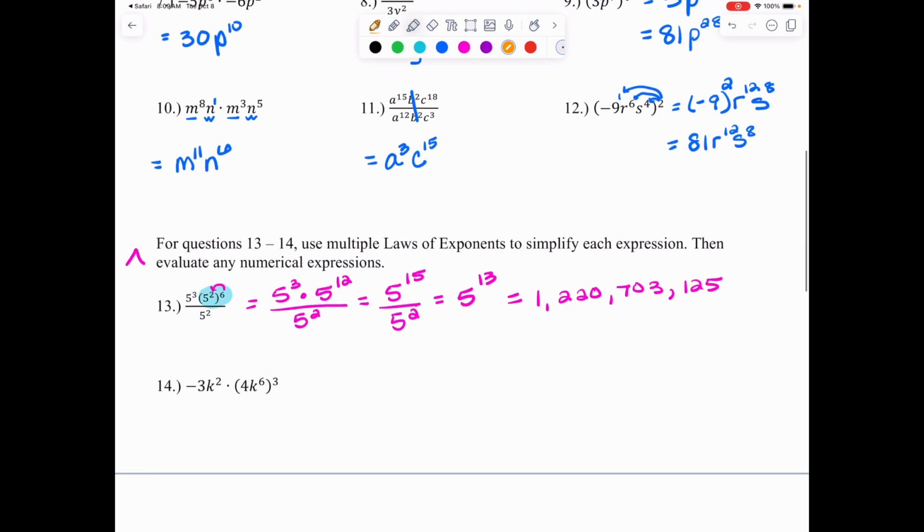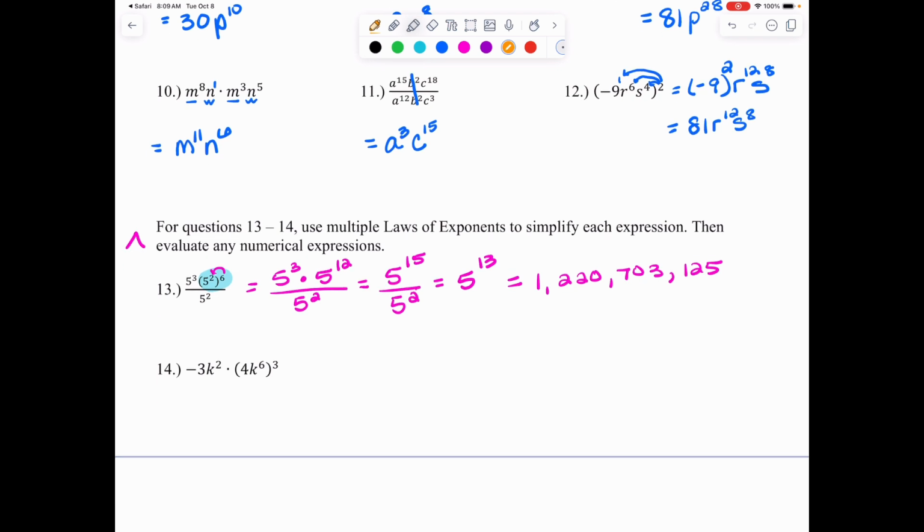And then in our last example, number 14, we have multiple rules and we have some coefficients. So don't let it overwhelm you. Thinking of order of operations, parentheses, then exponents. So remember, that means power to a power should be taken care of first. There's really a 1 on this 4. So this power to a power, make sure the 3 gets multiplied by the 1 and by the 6.